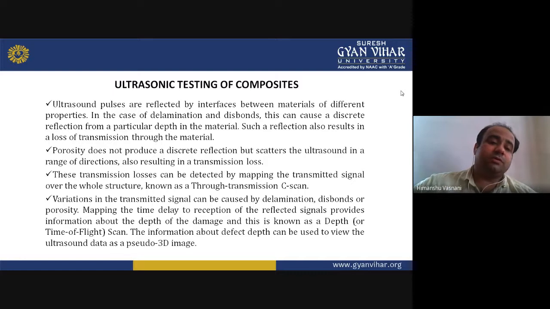These transmission losses can be detected by mapping the transmitted signal over a whole structure, and this is known as a through transmission C-scan. We have discussed this earlier also. Variations in the transmitted signal can be caused by a delamination, disbonds or porosity. Mapping the time delay to reception of the reflected signals provides information about the depth of the damage, and this is known as a depth or time of flight scan. The defect depth information can be used to view the ultrasound data as a pseudo 3D image.